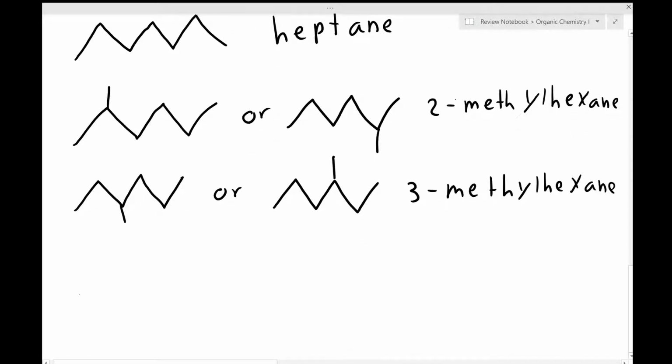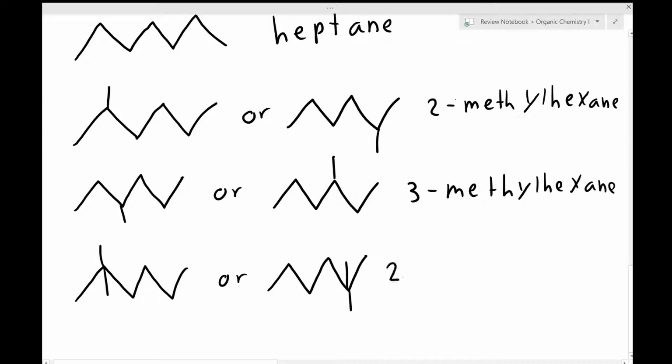Now we can have it at the same carbon. 1, 2, 3, 4, 5, 6. Both will be on the 2 carbon. So now that we have 2 on there, you write 2, 2. There's 2 of them on there, 2 methyls, 2,2-dimethylpentane, now that we have a 5 parent chain.